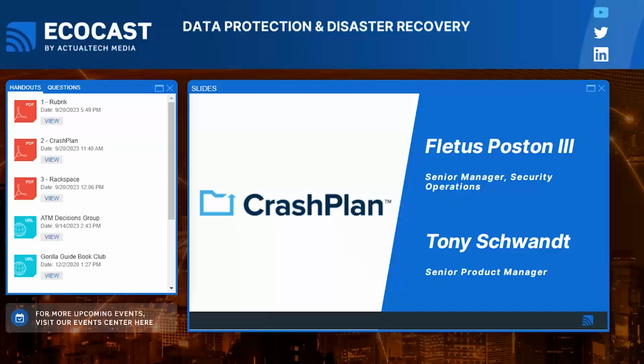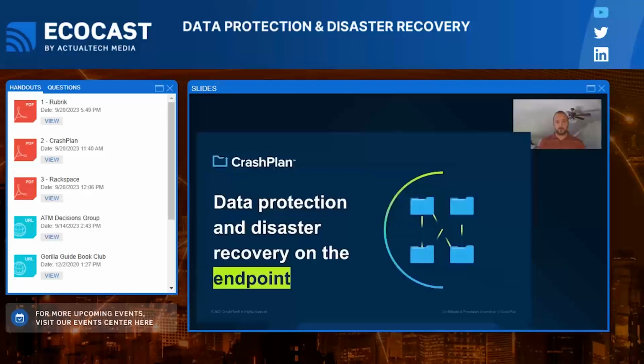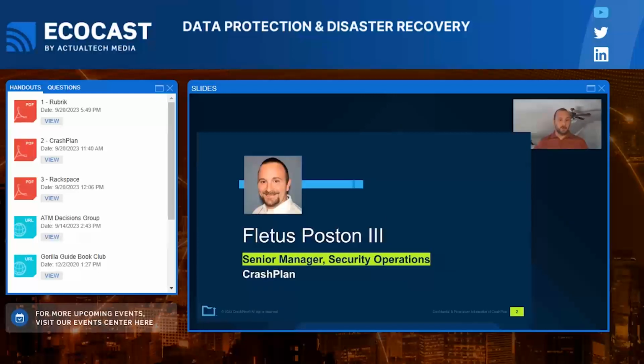Thank you very much. As we will be continuing the discussion on data protection and disaster recovery, CrashPlan will be focusing this presentation on the endpoint. So my name is Fleetus Poston. I am the Senior Manager of Security Operations here at CrashPlan. I've been with the company just over a year now, and I'm excited to discuss with you today data protection and recovery from an endpoint-centric point of view.